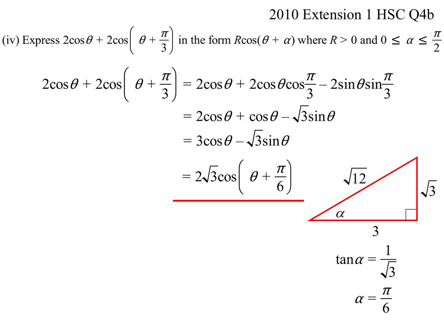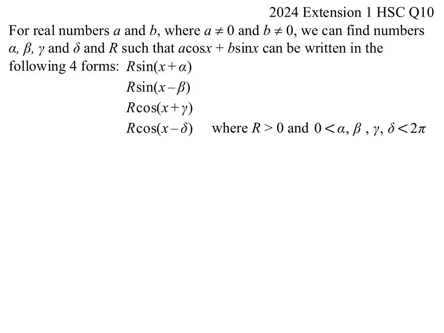I'm turning it into a cosine function, and it will be theta minus, in this case, because if it's not the sine, it's the sine. And the acute angle we just found was pi on 6. Got our answer. Then last year, there's a beautiful multiple choice question.